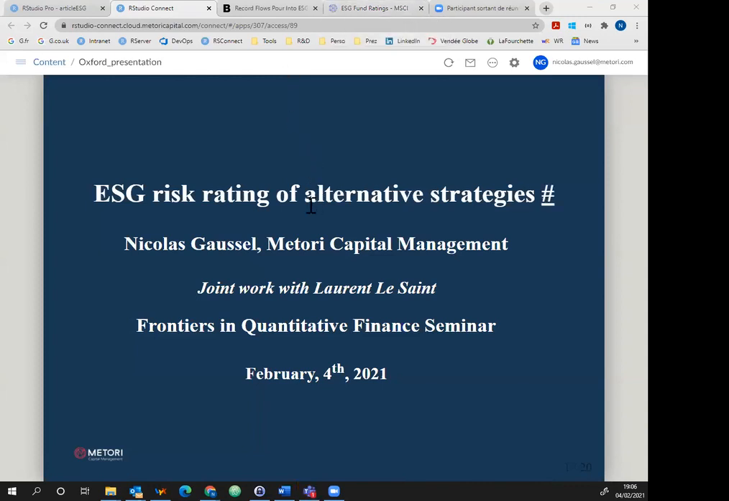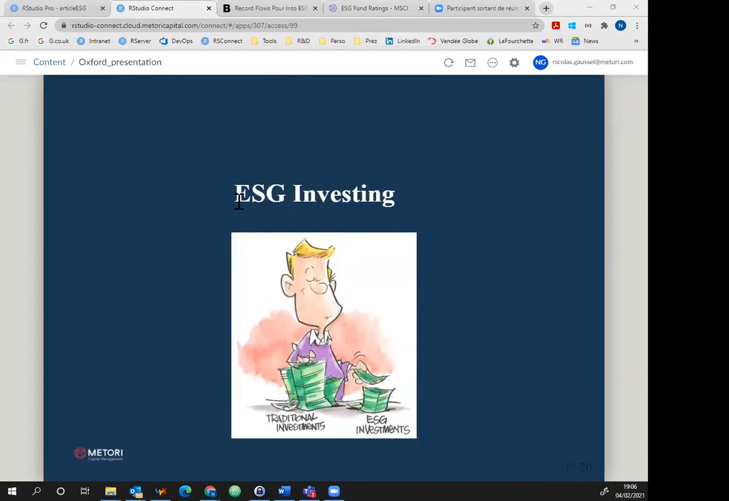So here, our aim is to discuss ESG investing at a portfolio level. Let me describe a little bit more. First of all, ESG investing is topical because, as pictured in this cartoon, there is a very significant growth in so-called ESG investments.